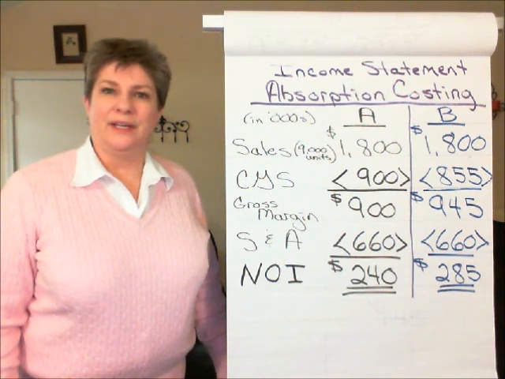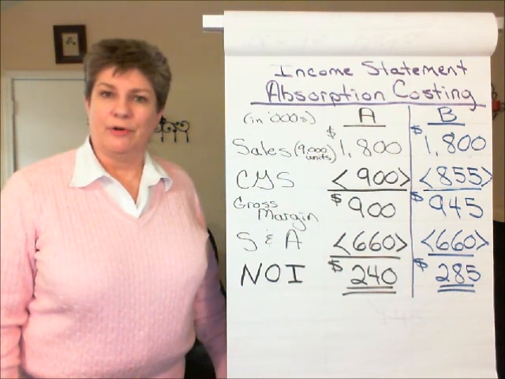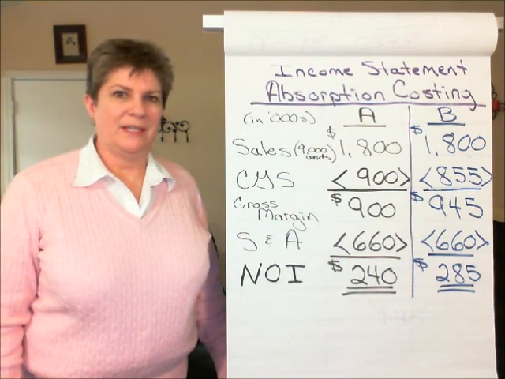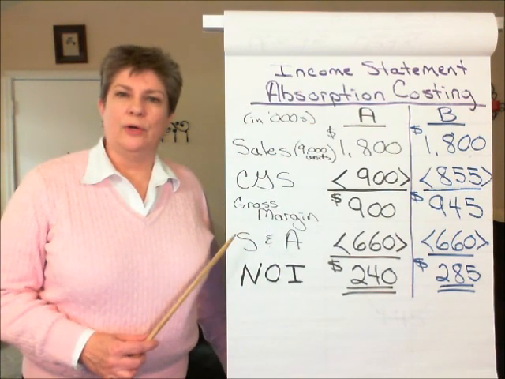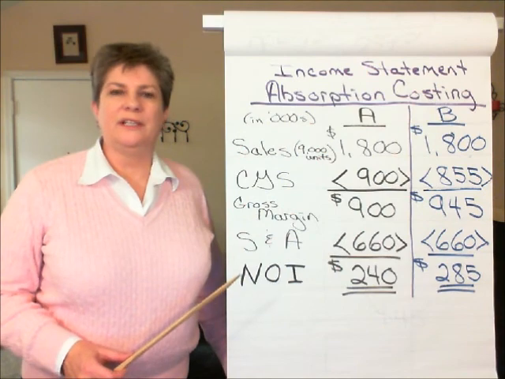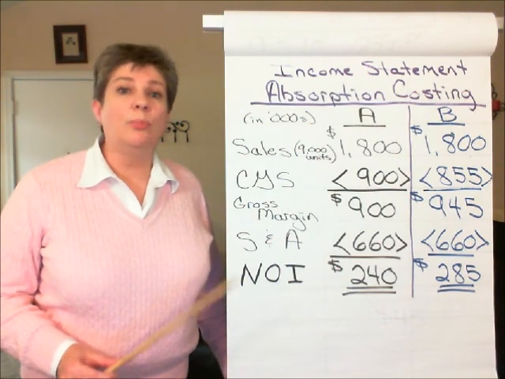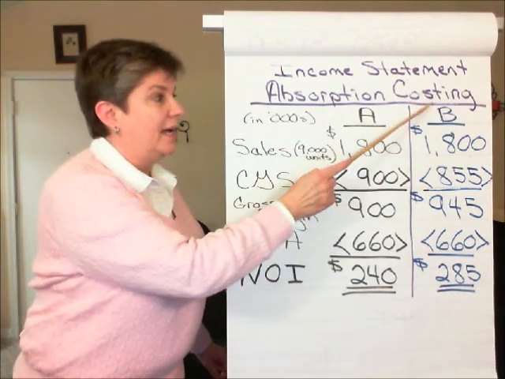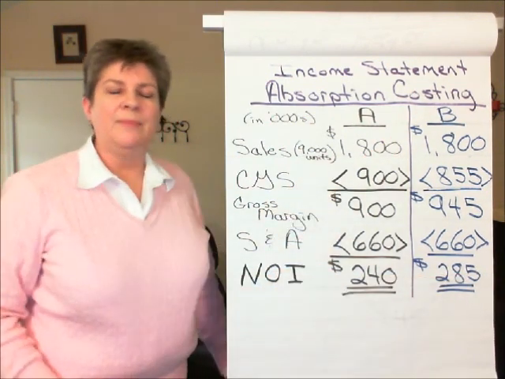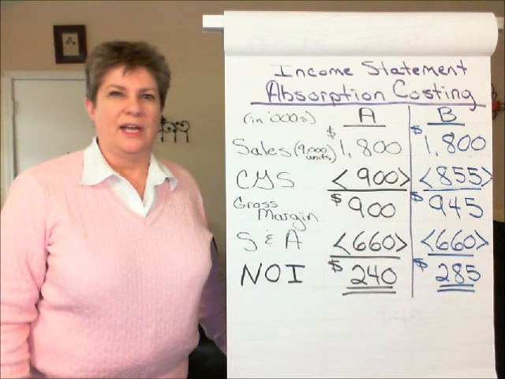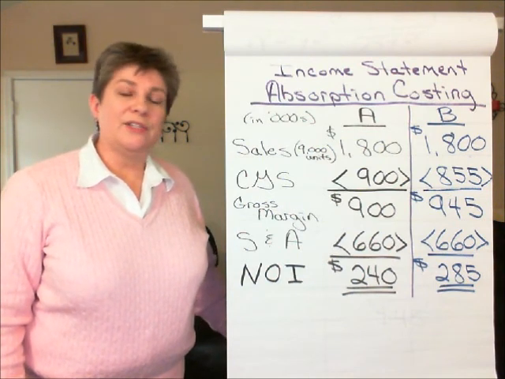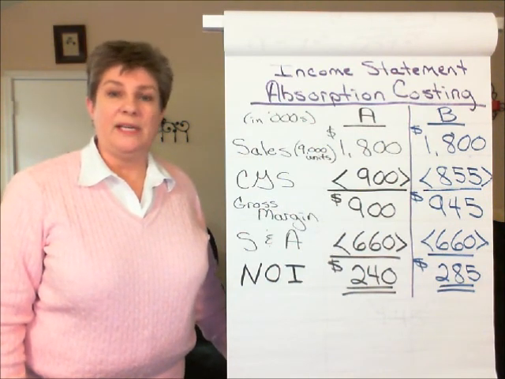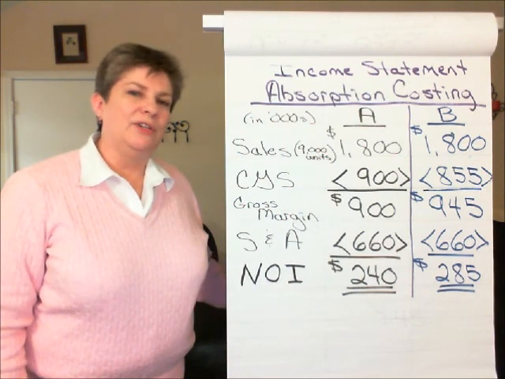Managerial accounting, absorption costing versus variable costing. Now, what we're looking at here is a comparative income statement for our single product company under scenarios A and scenario B. Now, recall in our data section that the product sells for $200 a piece.